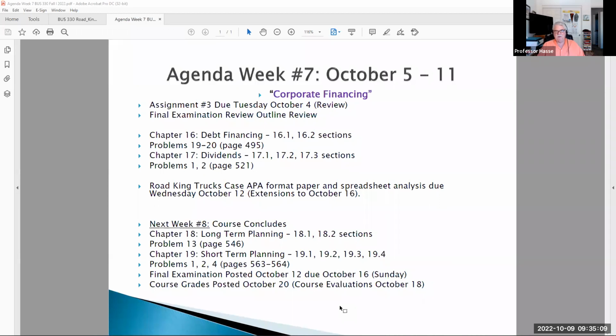So remember, 2 files are due on Wednesday: a work file, which you have a copy of in the Road King file folder, which I'll show you in just a minute. You update that file and do your analysis, and then an APA format paper answering the questions of the case. All right, first of all, let's just take one final look at this.